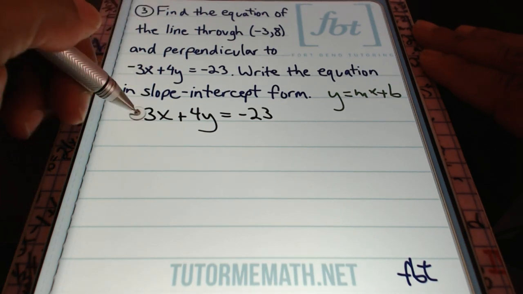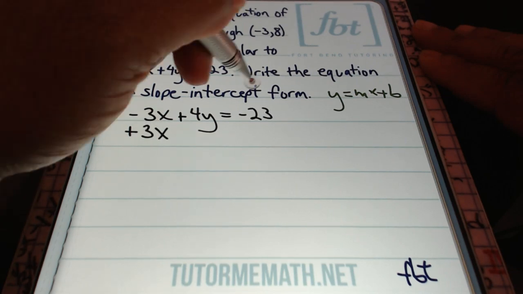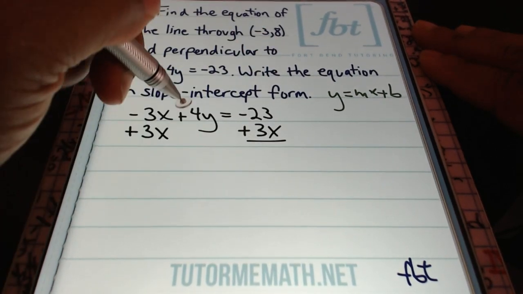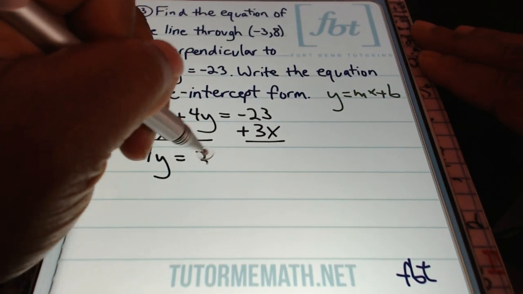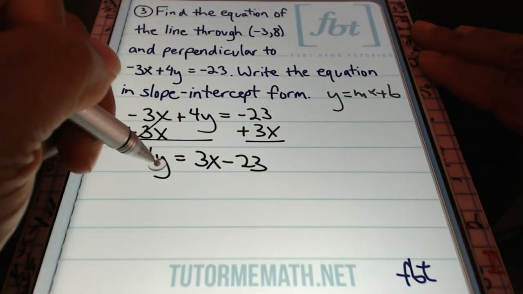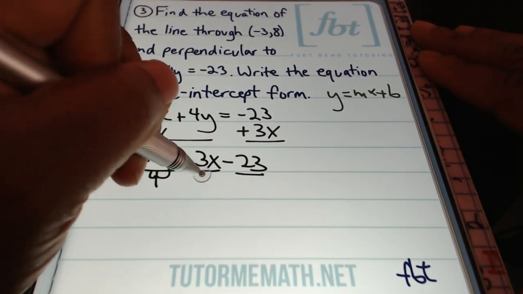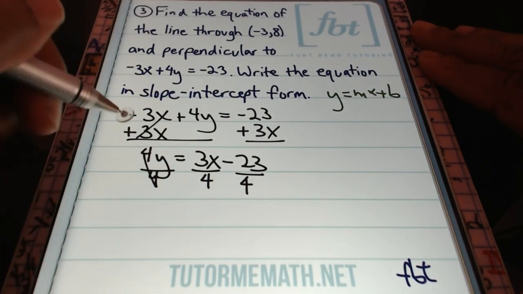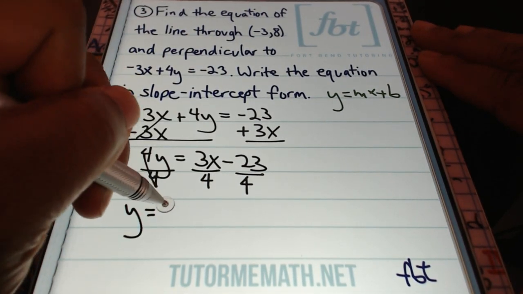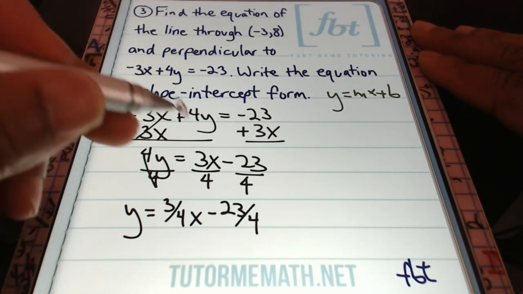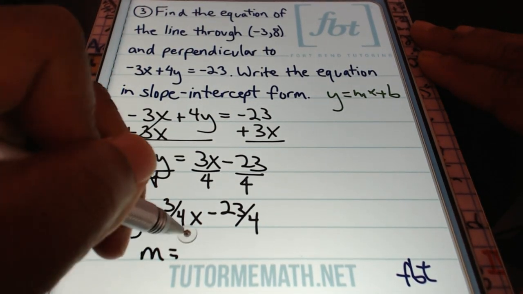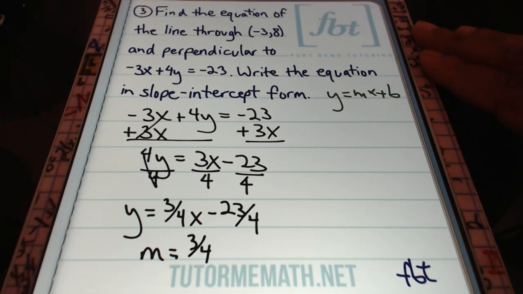So by solving for y, that means I'll be adding 3x to both sides of the equal sign, guys. I'm going to be bringing down this 4y equals 3x minus 23. I'll be dividing each and every term by 4, and I'm going to end up with y equals 3/4 x minus 23/4. And the slope of this line is 3/4.